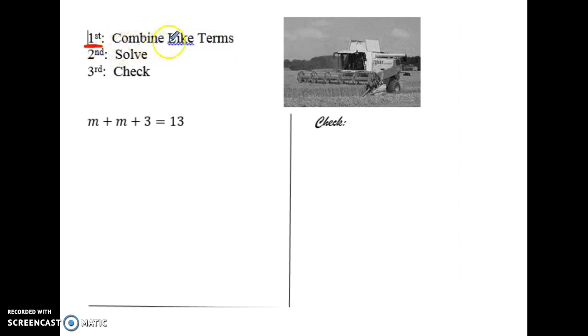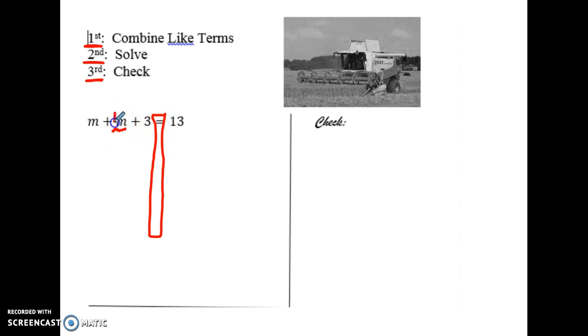So, for the first question, we have the set of directions to remind you that you are first going to look for like terms to combine. Then you're going to use your solving skills, and last you're going to check. So in the first equation we have m plus another m plus 3 equals 13. As always, you want to draw your locker. And we are going to scout out for some like terms.